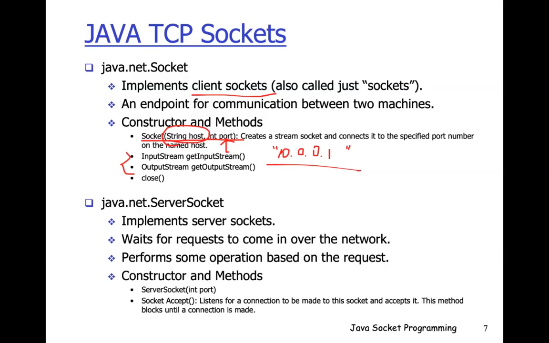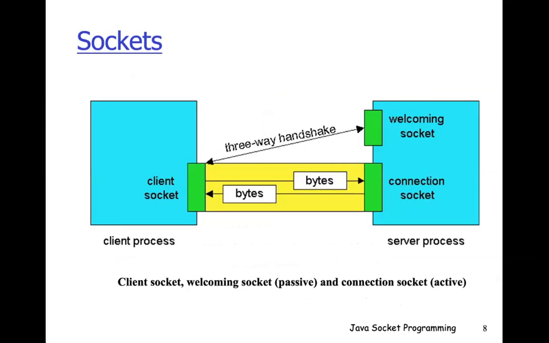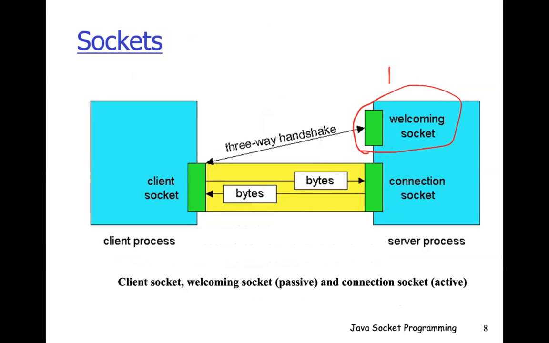And for the server socket, you only need to give the port number, and then it will listen to the channel. When the client socket sends out the connection request, it will accept it. When it accepts, it will return the connection, the client socket. So this is the whole thing. At the beginning, I will create the welcome socket and listen to the channel. This is the first step.